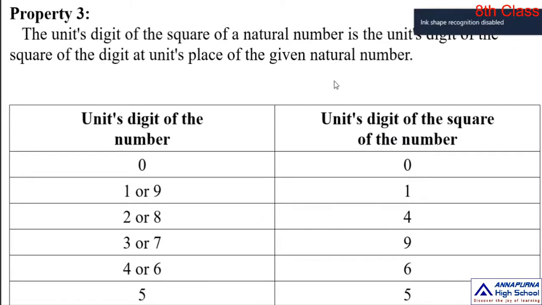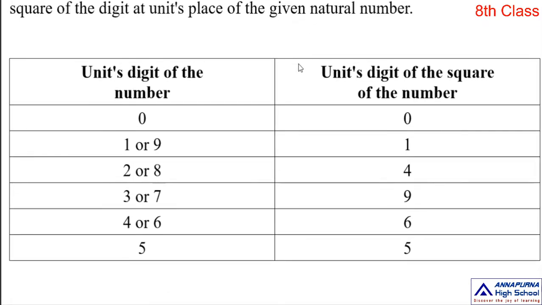Let's come to the third property. Property 3: the units digit of the square of a natural number is the units digit of the square of the digit at the units place of the given natural number. We can't read this as a property, just observe the table. That means when you take any number ending with these digits, its square ends with these digits. Is it clear? Units digit of the number.